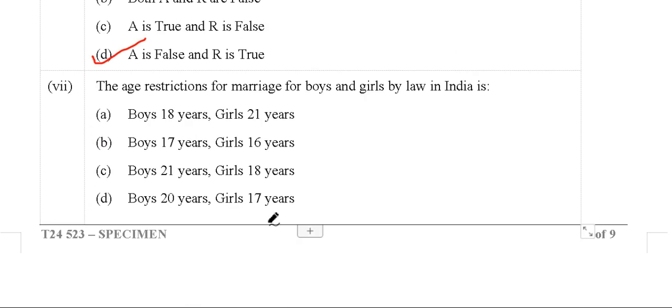The age restrictions for marriage for boys and girls by law in India are, so four options they have given: boys 18 years, girls 21 years; boys 17 years, girls 16 years; boys 21 years, girls 18 years; boys 20 years, girls 17 years. So the correct answer will be boys 21 years and girls 18 years. Next.